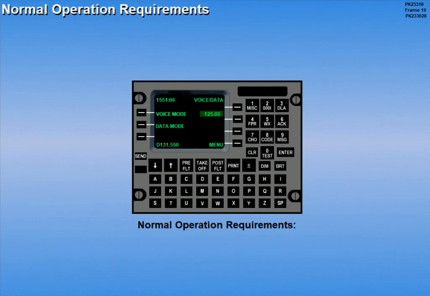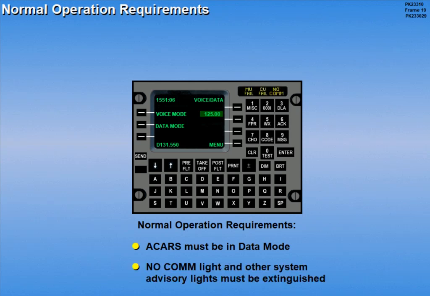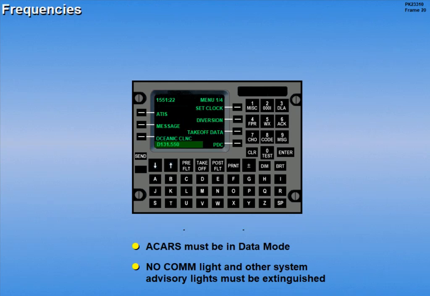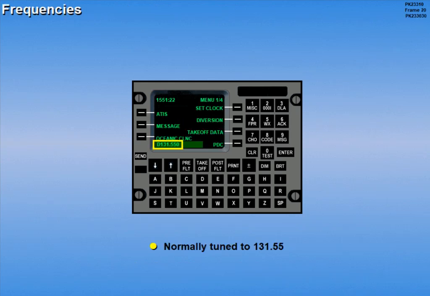For normal operation, there are two requirements. First, ACARS must be in the data mode. Second, the NOCOM light and other system advisory lights must be extinguished. ACARS is normally tuned to 131.55, but automatic tuning to other discrete frequencies occurs if the first frequency is not available.